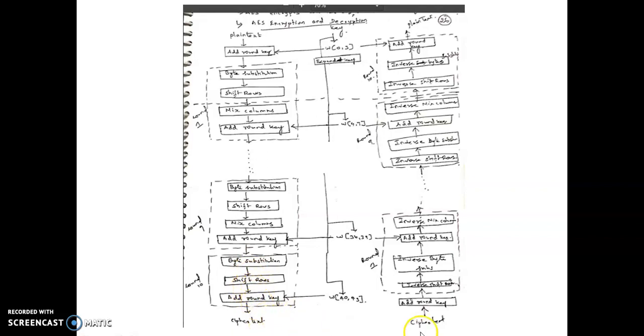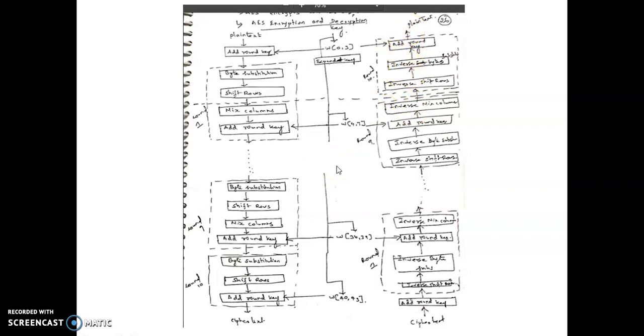Likewise, in decryption, the ciphertext goes to the add round key process. Then it goes to 10 rounds. Each one has inverse shift rows, inverse byte substitution, add round key, inverse mix columns. But the last round does not have inverse mix columns.